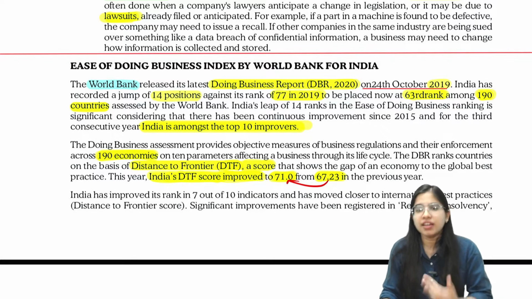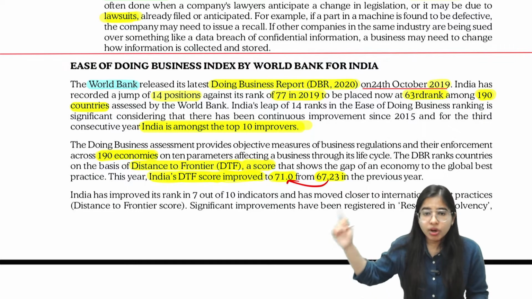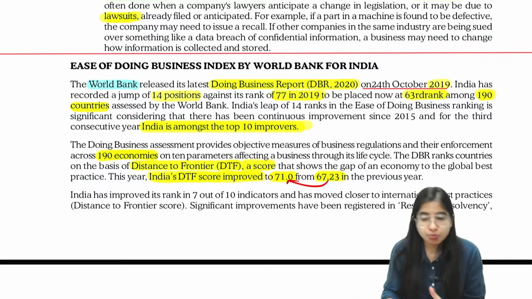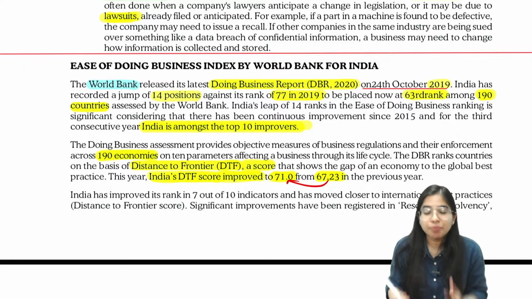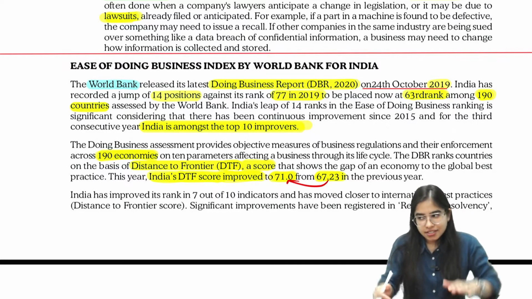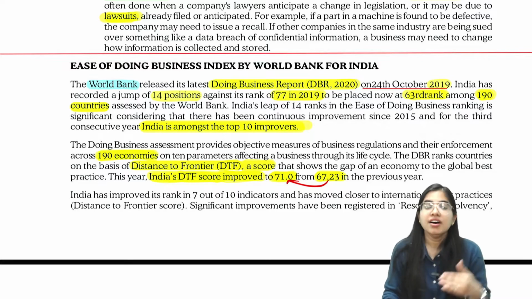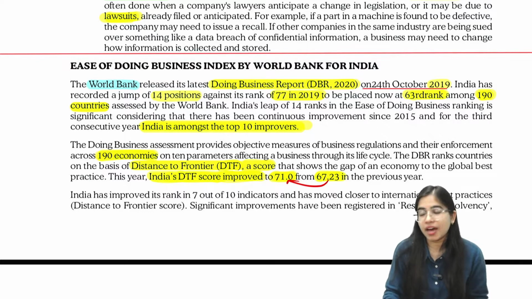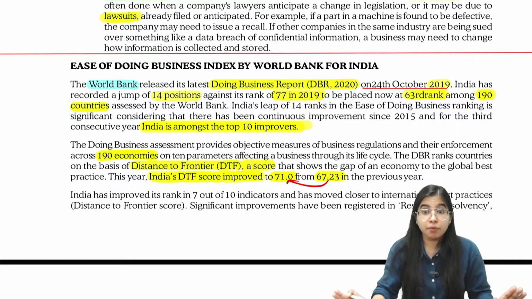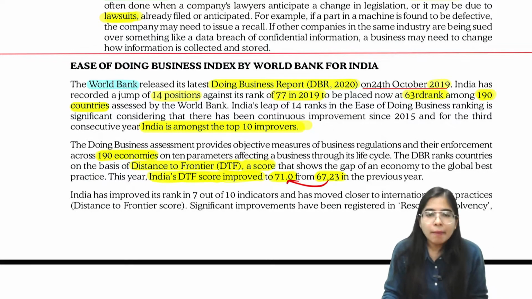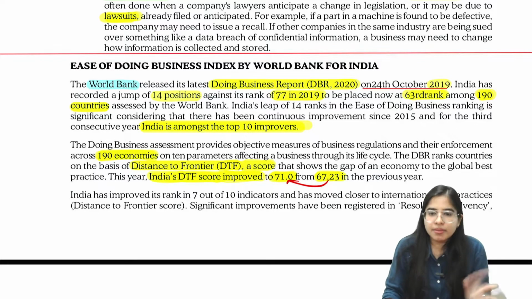And you know what, just like in India, the World Bank every year releases a report on doing business, which shows which country is at which rank, which country is doing good, which country is doing bad. The World Bank releases a report known as DBR. DBR is very important from the MCQ point of view. DBR, the Doing Business Report. Every year the World Bank releases the DBR, the Doing Business Report.